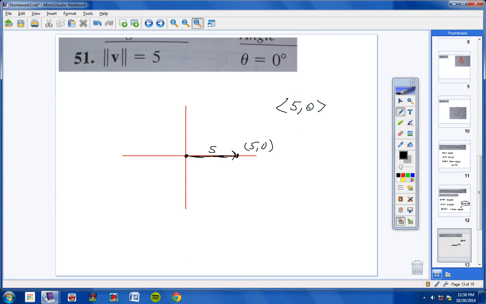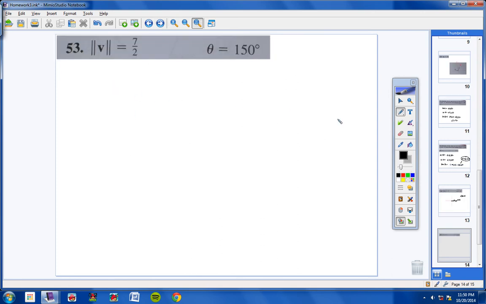Okay, moving on to number 53. Angle 150. Let's go ahead and draw this here. That's a really good drawing, isn't it? Let's try that for the third time. That's even worse. There we go, and there we go. Now we're going to rotate 150 degrees. So here's our vector, a very poorly drawn vector, but nonetheless a vector.